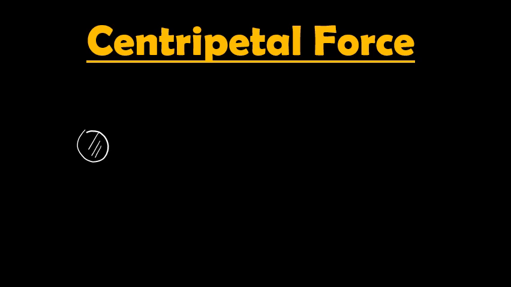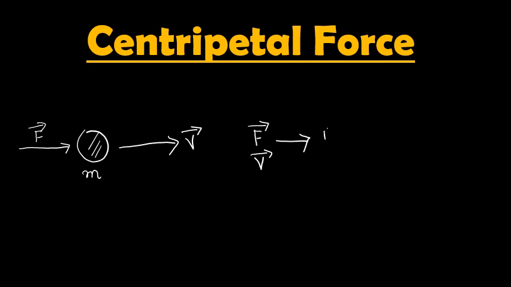Consider a body of mass m. When a force vector F is applied on a body of mass m, this body starts to move with a velocity v. Now, if the direction of the force vector and the direction of the velocity vector is the same, then the body will have maximum speed.